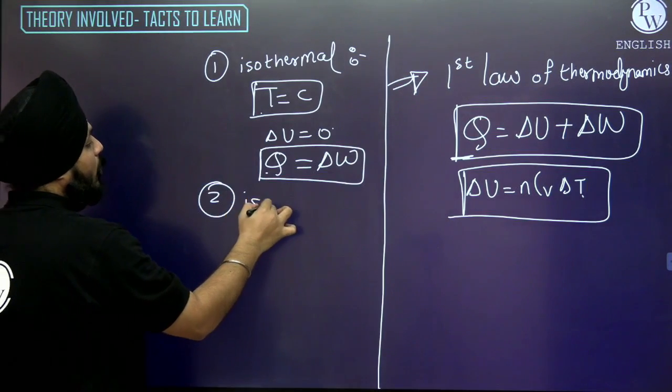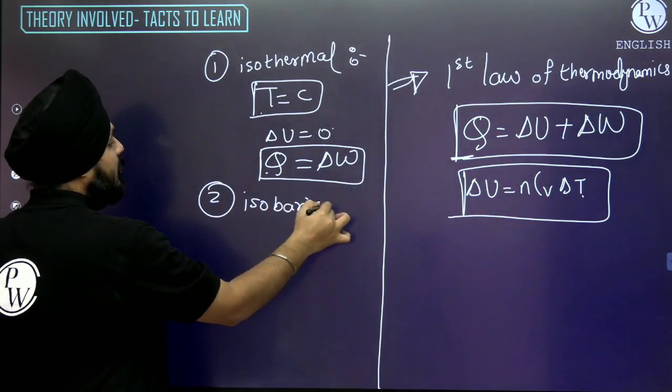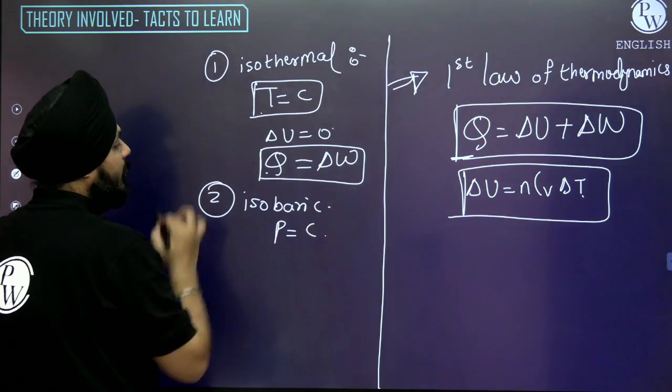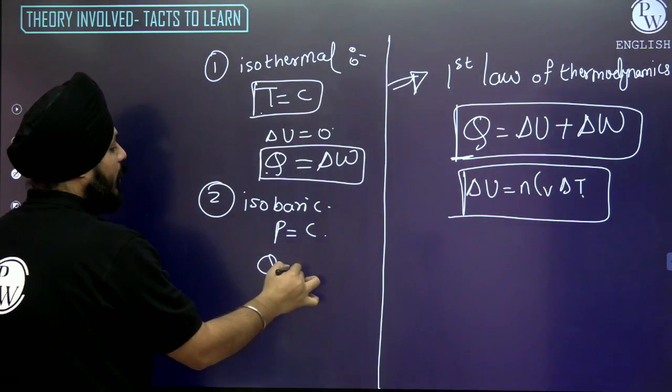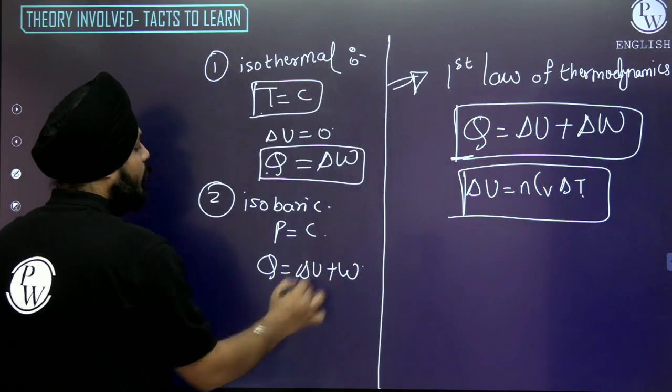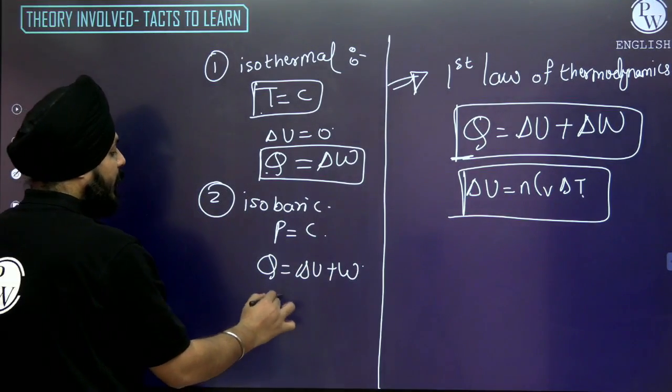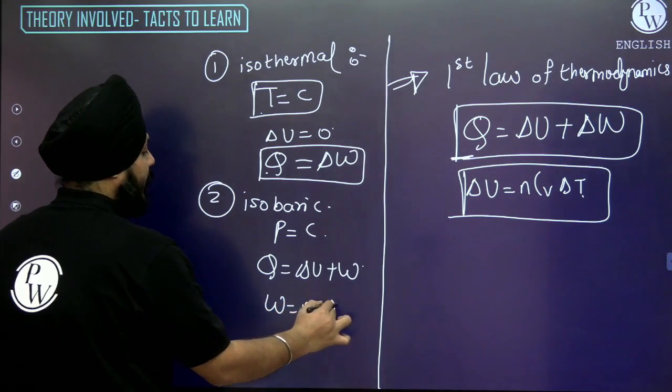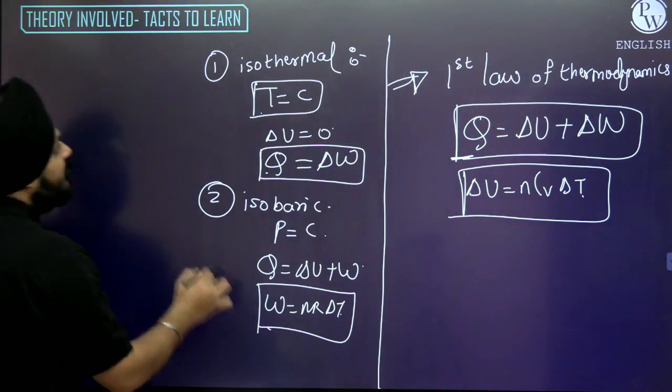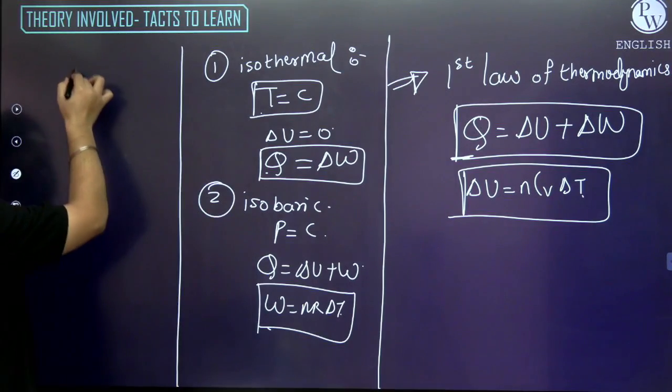Second, isobaric process. Pressure is kept constant. Q is equal to delta U plus W, right? Here work done will be equal to nR delta T. This is something related to the isobaric process.